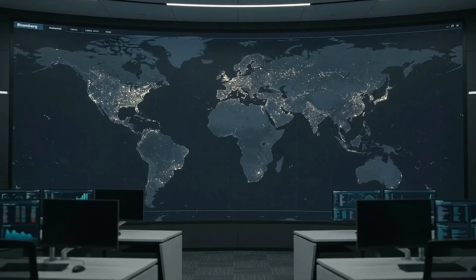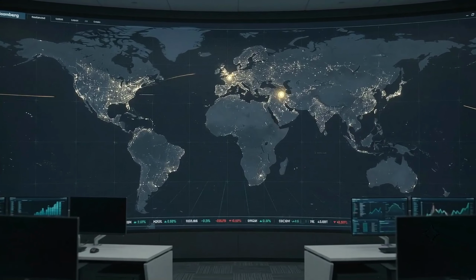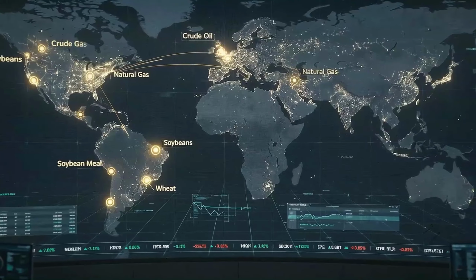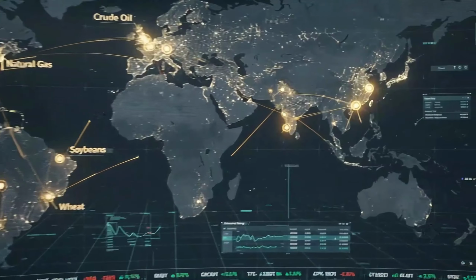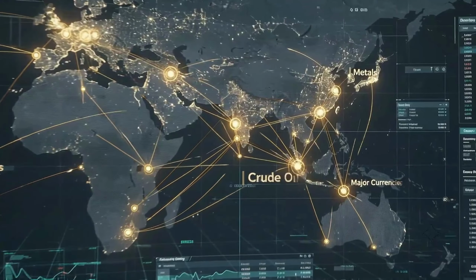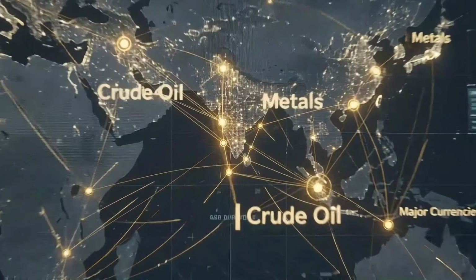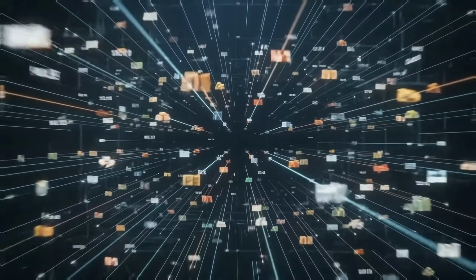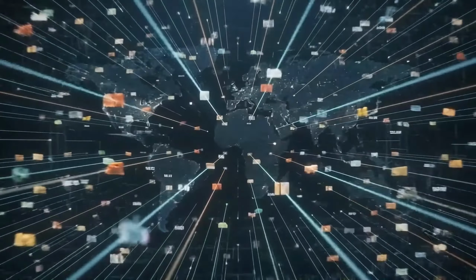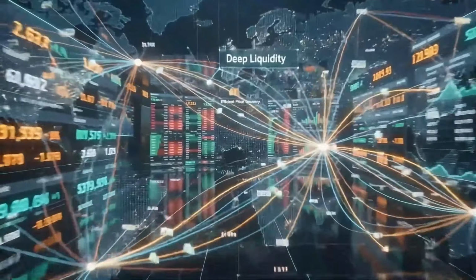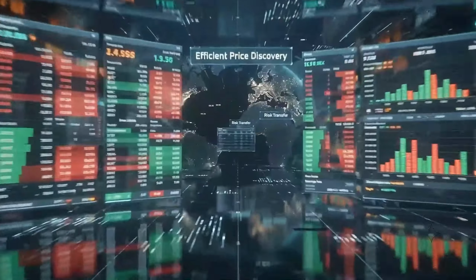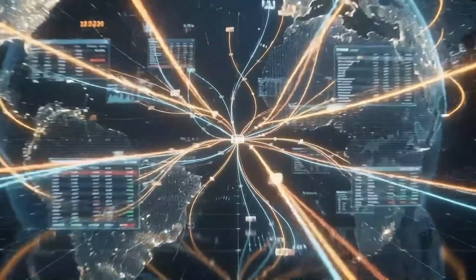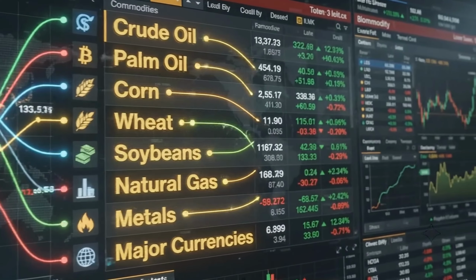Before we move on, it's important to understand that not every commodity can be hedged directly. Only commodities with active and liquid derivatives markets offer efficient hedge instruments. These include crude oil, natural gas, soybean meal, soybeans, corn, wheat, palm oil, metals, and major currencies. The reason is simple. Derivatives require deep, liquid financial markets with enough buyers and sellers to support efficient price discovery and risk transfer. These products have a board or an exchange to deal in.